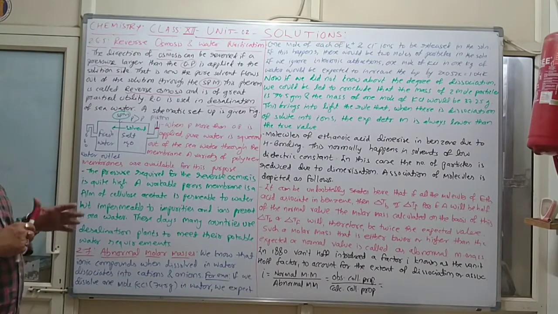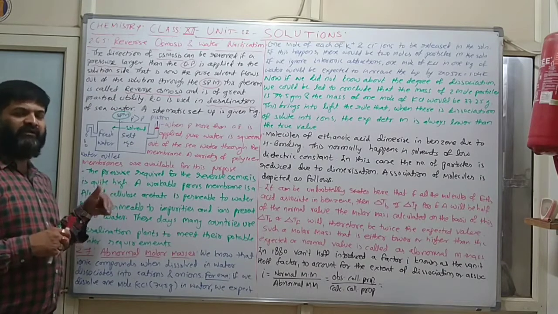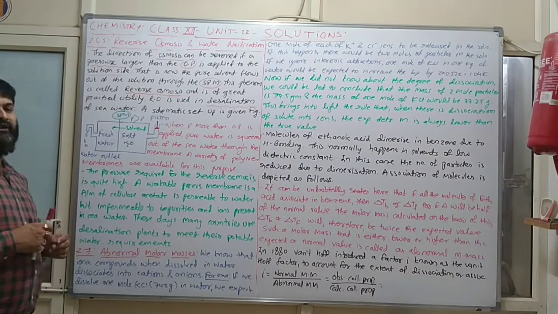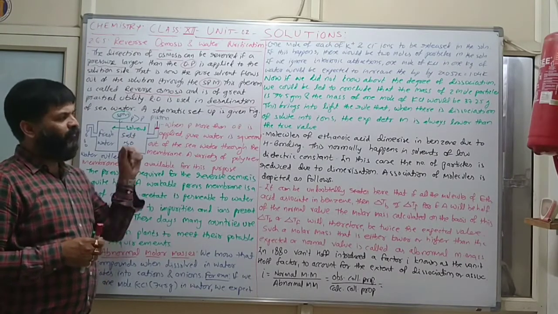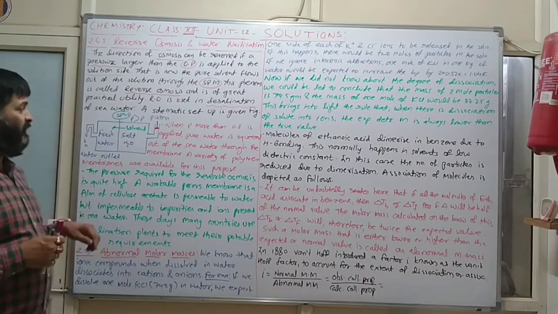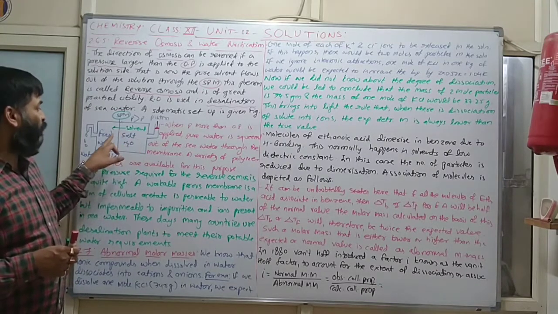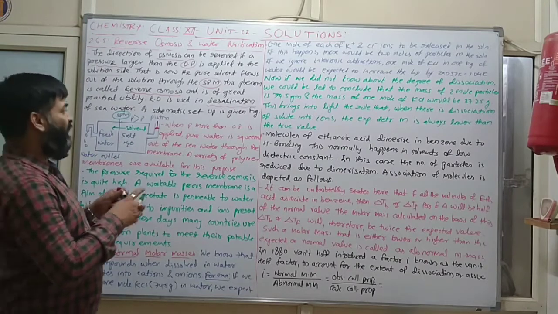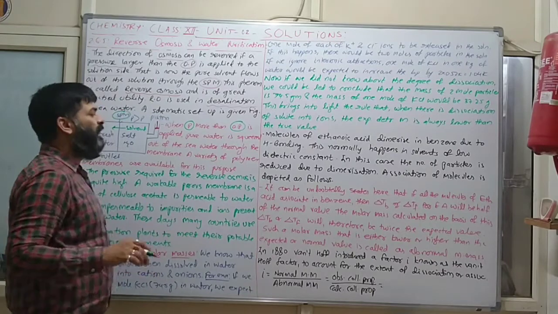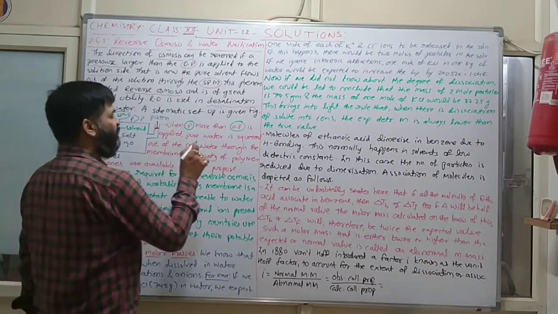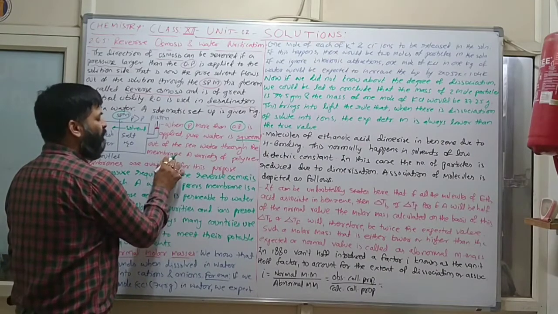In case of osmosis, what will happen? Solvent will transfer from lower concentration to higher concentration. But in case of reverse osmosis, solvent will transfer from higher to lower. Clear? So when pressure more than the osmotic pressure is applied, then pure water is squeezed out of the seawater through the membrane.